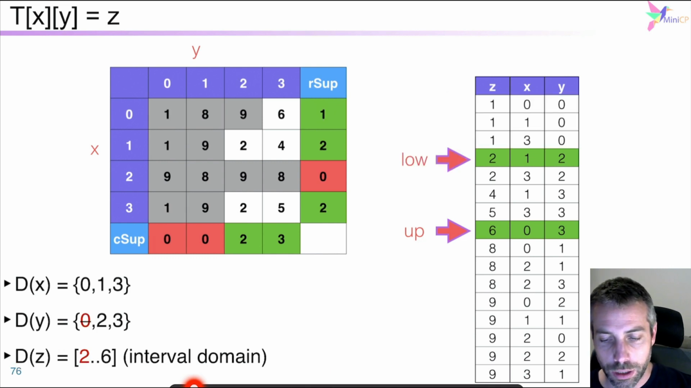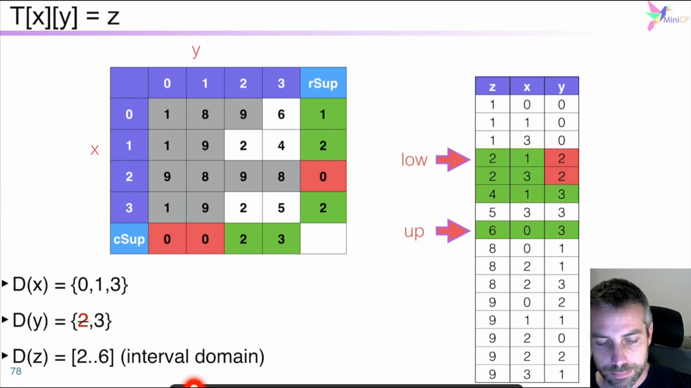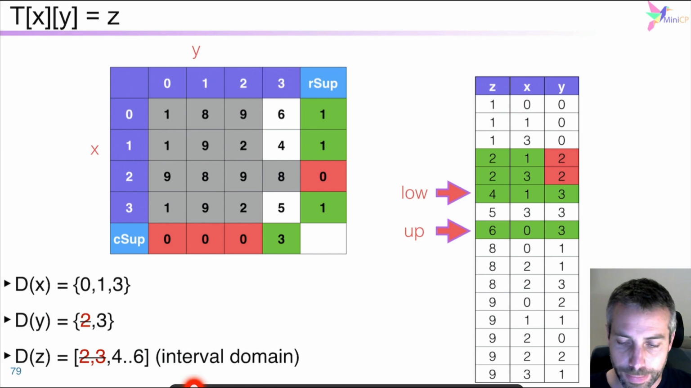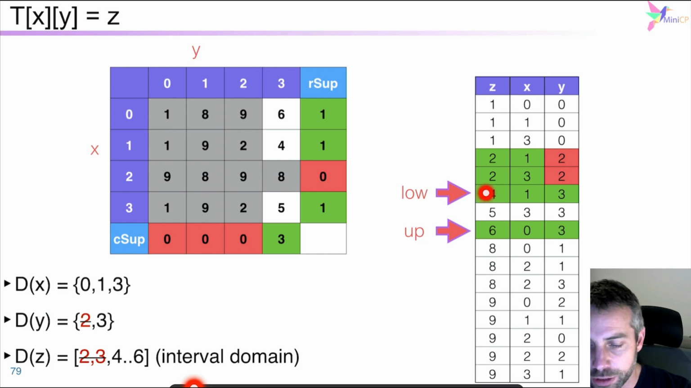But now we do the same for this one and this one, and suddenly we realize that the counter is a 0 there, and so we can safely remove the value 0 from the domain of Y. And we continue like that, and we stop, again, when everything here is green, and when we stop, it's on a value 4 for Z, and so we reflect that by pruning the values 2 and 3 from the domain of Z.